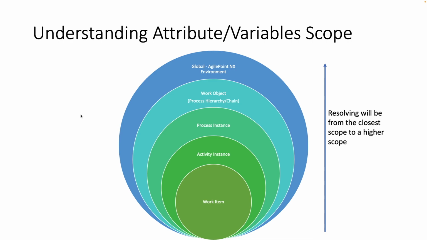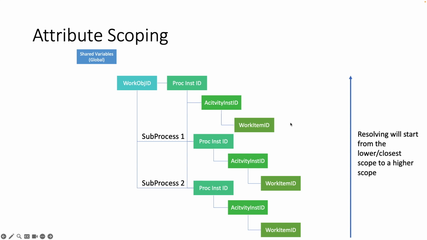This represents the hierarchy of AgilePoint. So let's have a look on it from a hierarchy perspective. In this slide, we can see the visual representation of the hierarchy within AgilePoint. At the bottom, we have the work item, which is an instance of an activity instance, which is part of a process. Each of these components has a unique ID, such as a work item ID, activity instance ID, process instance ID, etc., which uniquely identify them and is also used as an identifier for their scope.